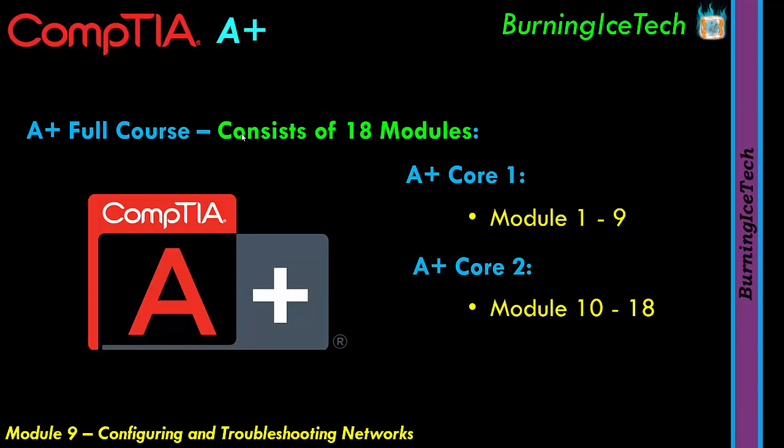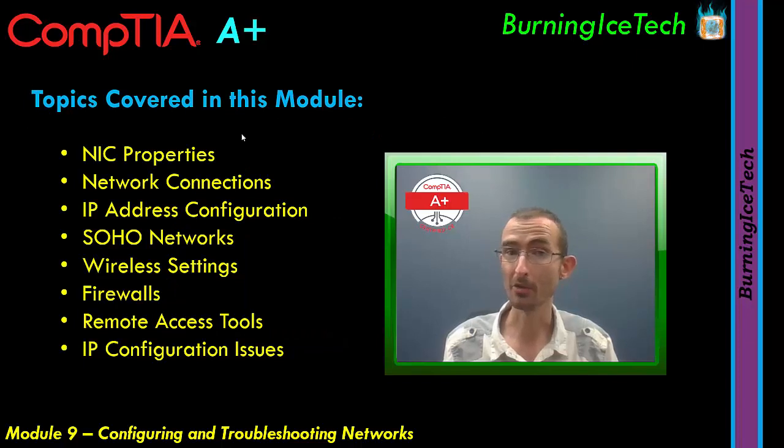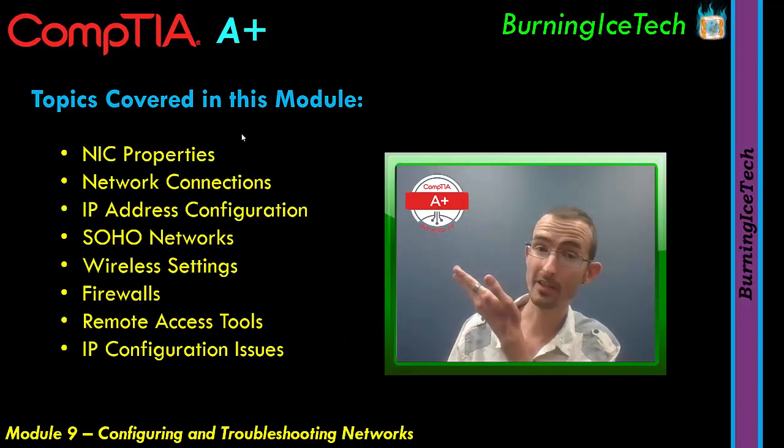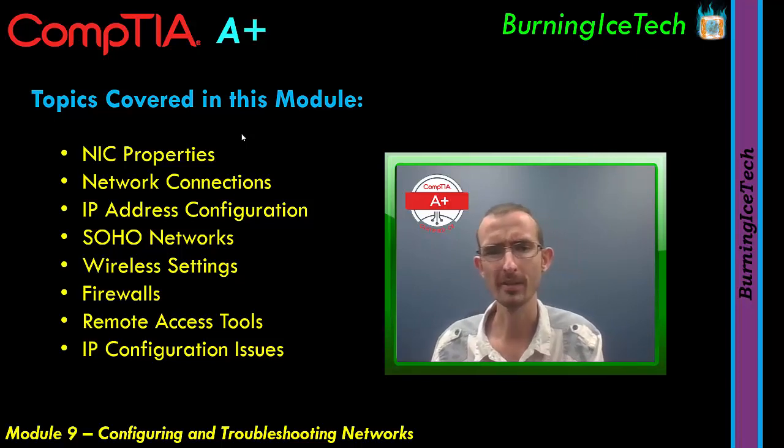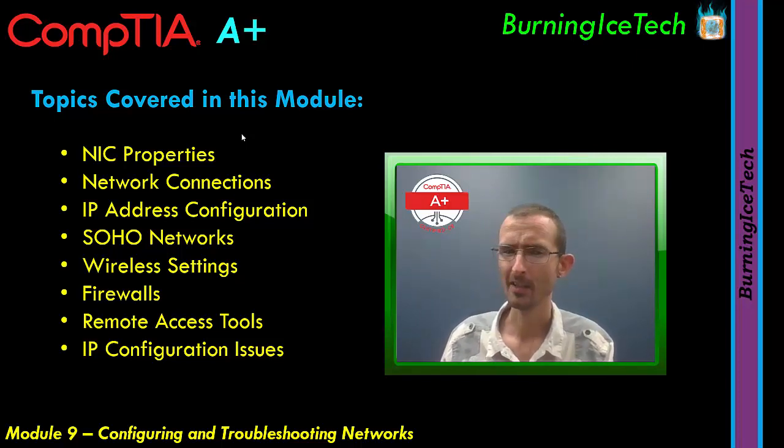Now, as for the topics in today's module, here they are on the right hand side, as you can see. So we've got NIC properties, network connections, IP address configuration, small office, home office networks, wireless settings, firewalls. That can actually be a lot of things, but for the most part today we're going to be focusing on the Windows firewall, remote access tools, and IP configuration issues. Now, like usual, this list is just the main topics we're going to be discussing. It's not the only topics.